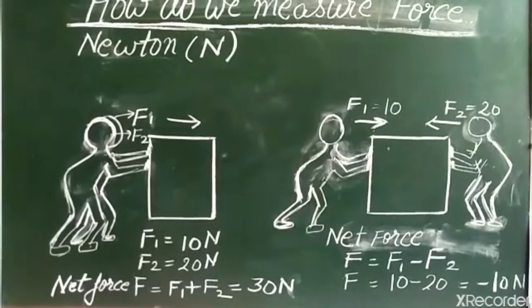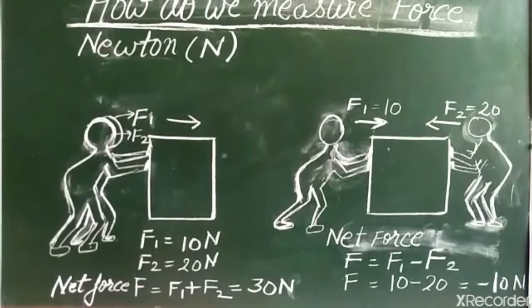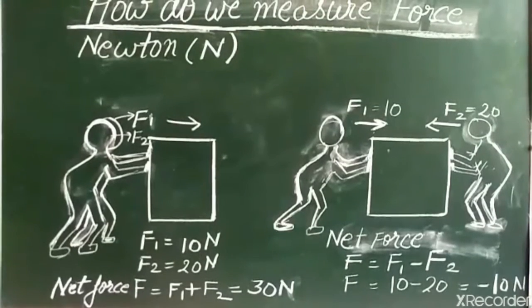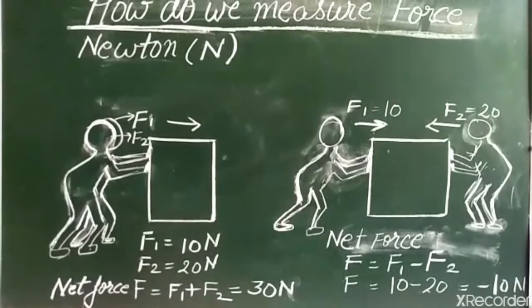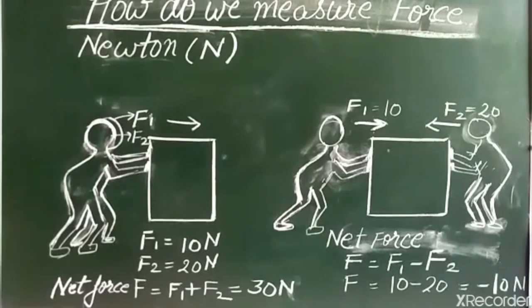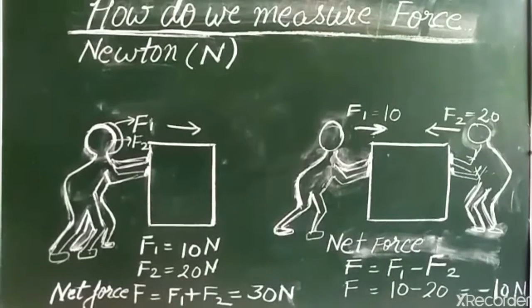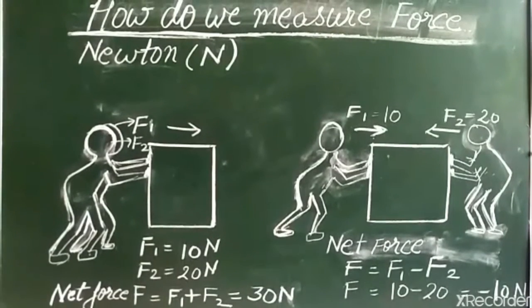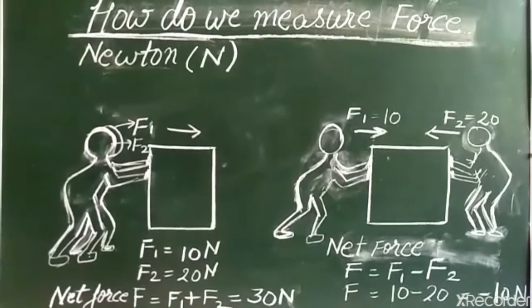So look at the first picture. We see that the box is pushed by two persons in the same direction. Suppose we assume the force applied by the first person is 10 Newton and the force applied by the second person is 20 Newton. So the net force is F = F1 + F2. The two forces are added up as they are in the same direction. So the net resultant force will be 10 + 20, that is 30 Newton.